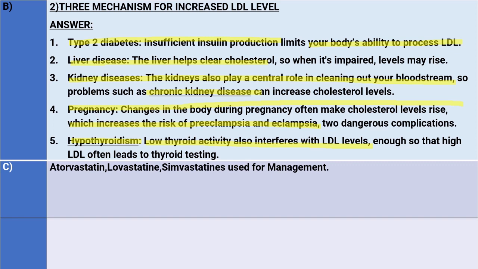So which drug can we use for the management of this raised LDL? Here we can use atorvastatin, lovastatin, simvastatin, pravastatin, which can be used for the management of this raised cholesterol, LDL cholesterol level.